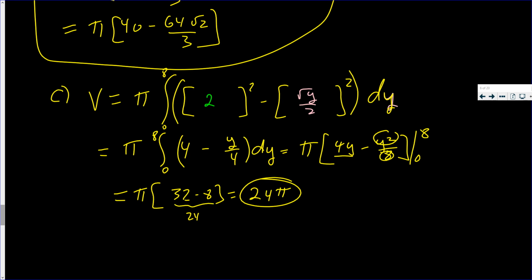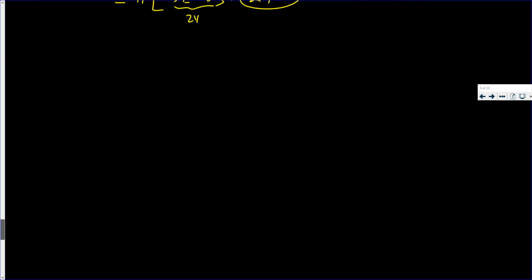Now, let us try one more where we don't revolve around the x-axis or the y-axis, especially since I messed up that last one. Suppose y is the square root of x. The region is bounded by y equals square root of x, y equals 0, x equals 4, and we're going to revolve about the line x equals 6. Okay, so let's graph this.